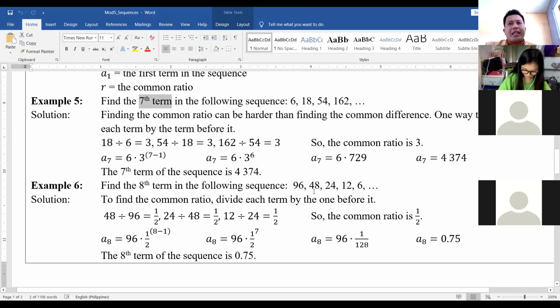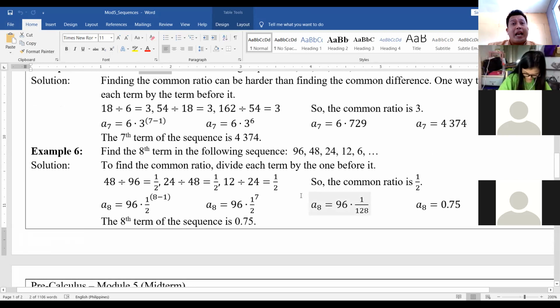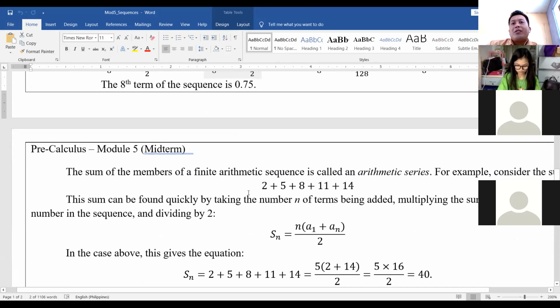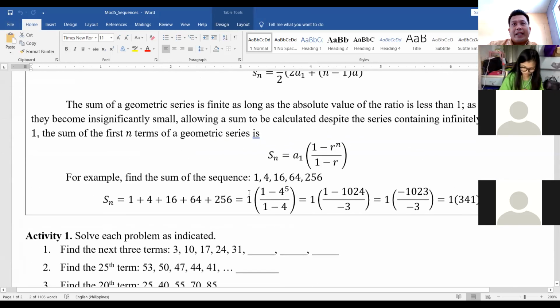Find the eighth term, still the same. We have the common ratio, which is 1/2. Raise that common ratio to the power of the number of terms minus 1. You'll get the eighth term to be 0.75. This might be easy because we have a calculator with us, right?